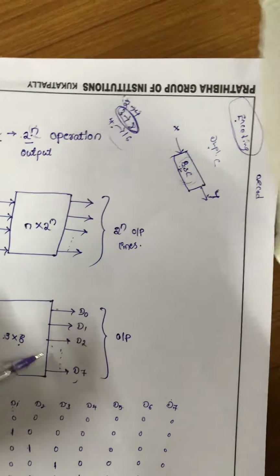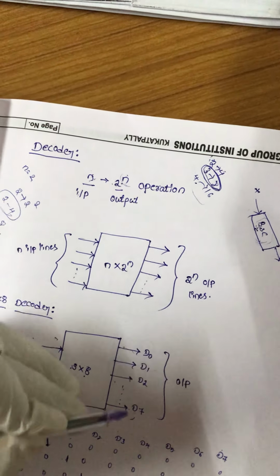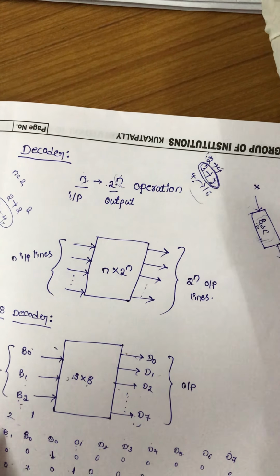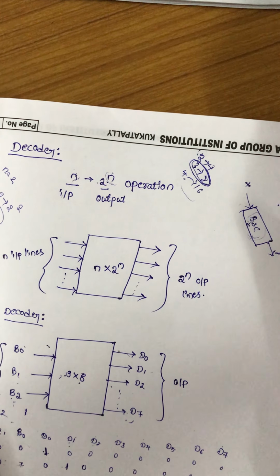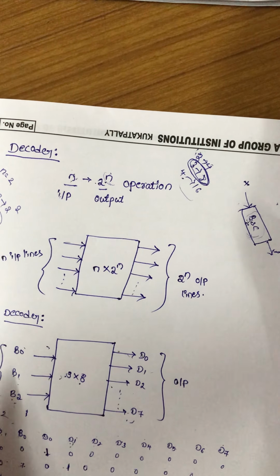So here the block diagram also changes: 4 inputs B0, B1, B2, B3 and 16 outputs. Here the truth table also changes. So 16 possibilities means B0, B1, B2, B3, 4 inputs, 16 possibilities. Here 16 outputs. Okay. Thank you.